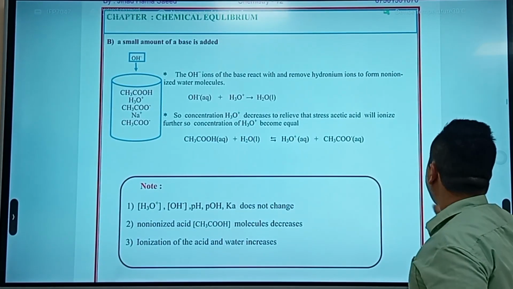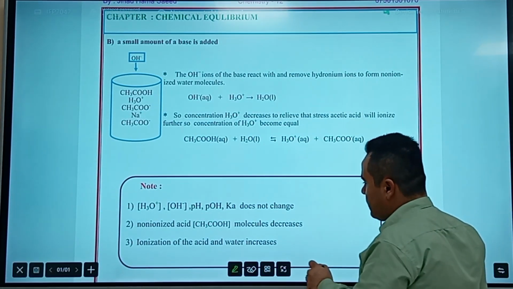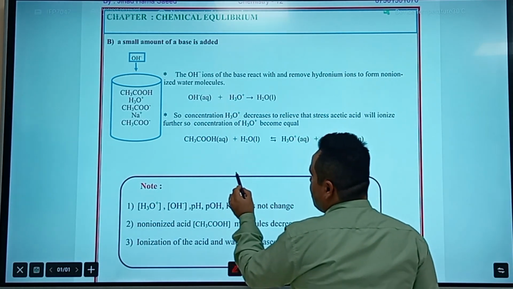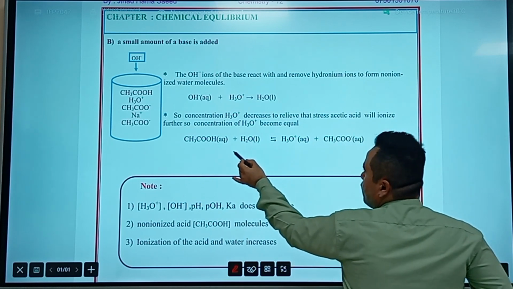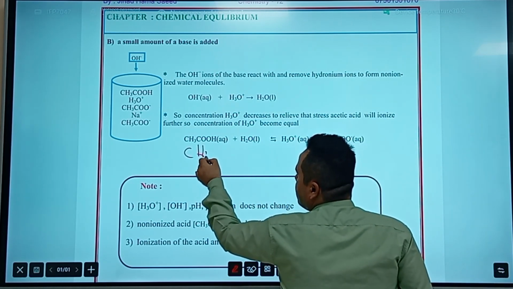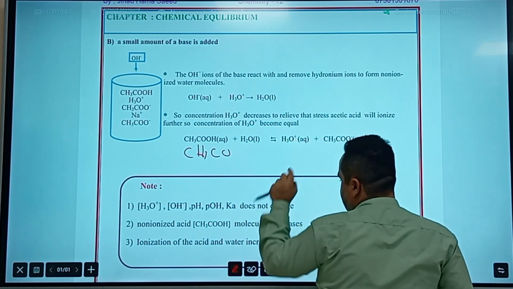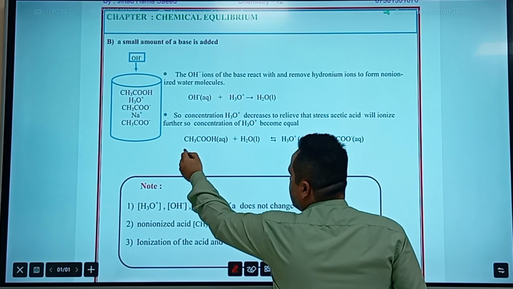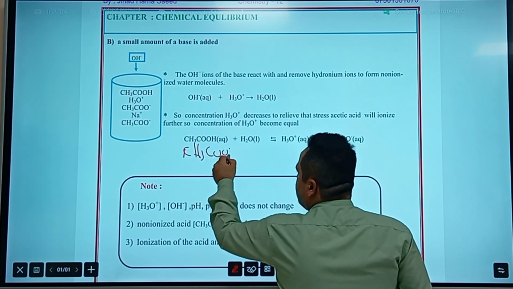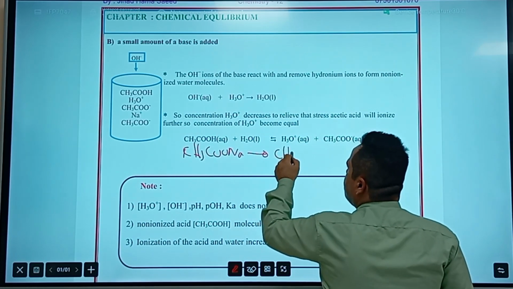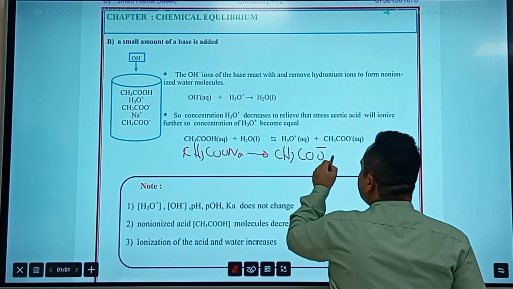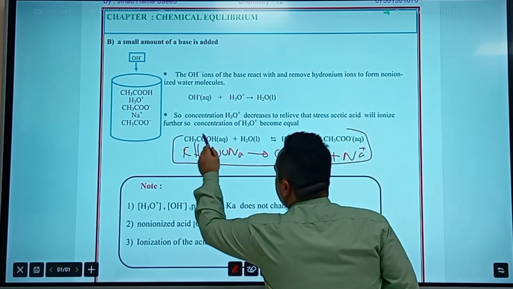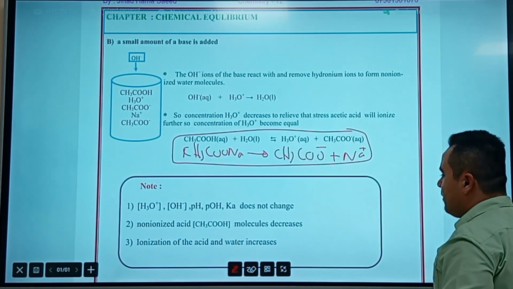Let us, part B, add an amount of base to the acid buffer, the acidic buffer. The same example, guys, let me write the same example. CH3COOH is given, so I'll write the next component, the salt, CH3COONa, which dissociates to form CH3COO negative plus Na positive. This is the acidic buffer.